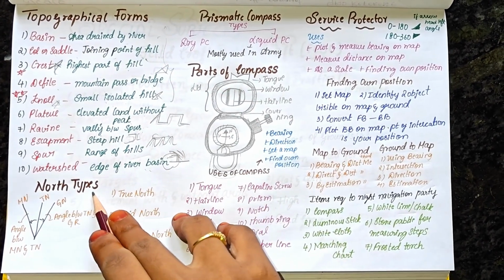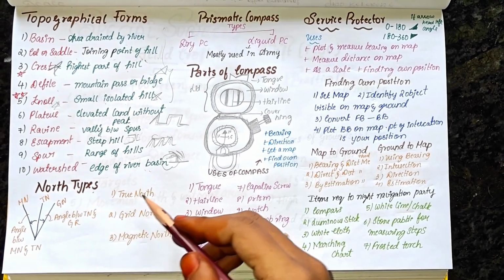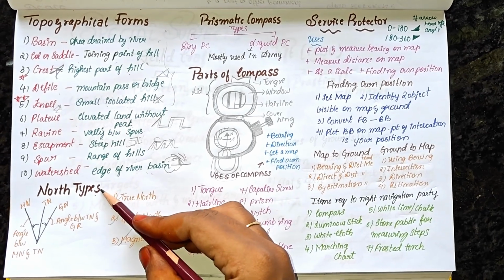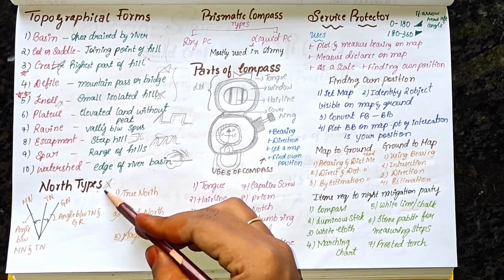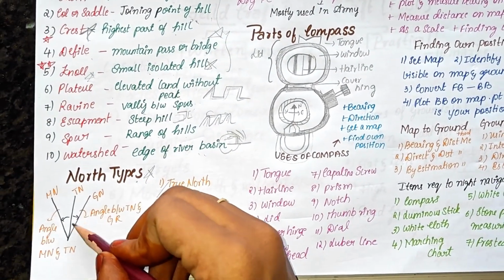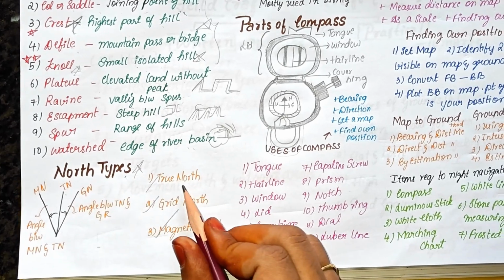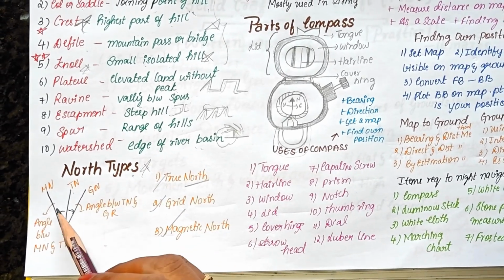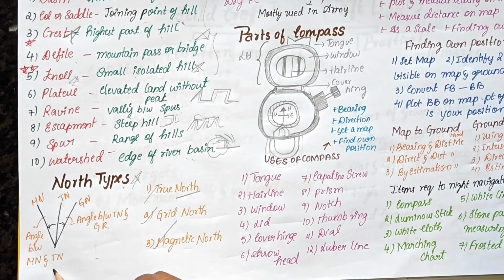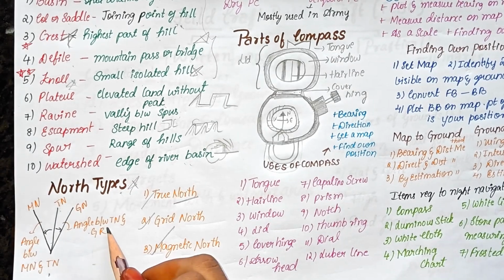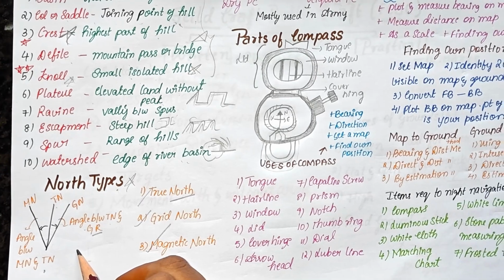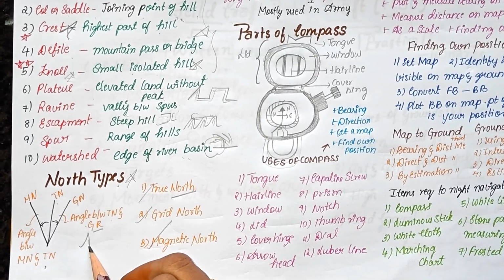So coming to the next topic, types of north. There will be three types of north: true north, grid north, magnetic north. It is also asked in the practical, it's very important. So what is the true north, what is grid north, and what is magnetic north? True north is the original north we measure. The angle between magnetic north and the true north is known as magnetic difference. The angle between true north and the grid north is known as grid convergence.